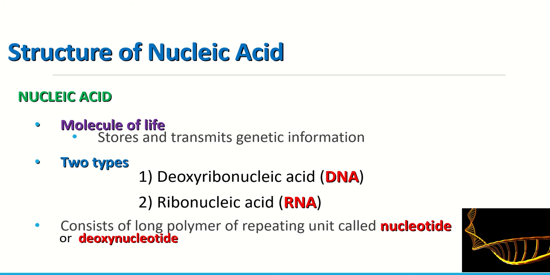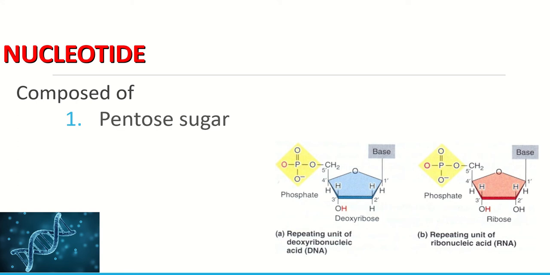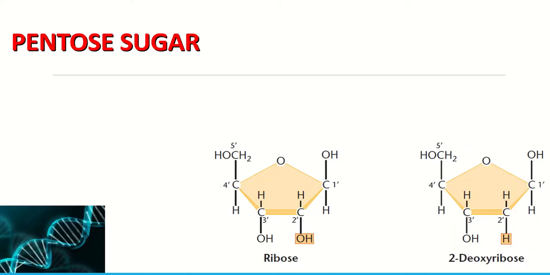The nucleic acid itself consists of a long polymer of repeating units called nucleotides, whether it is RNA or DNA. The nucleotide itself is composed of three components: a pentose sugar, as shown here in the diagram, a phosphate group, and a nitrogenous base.